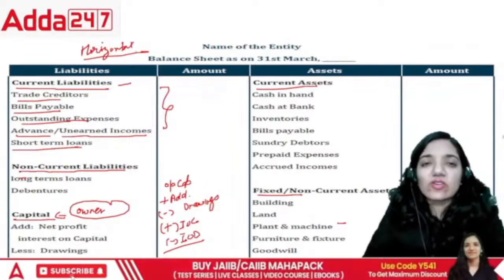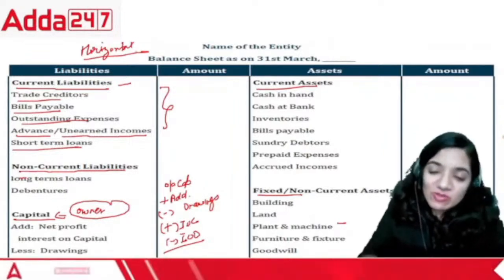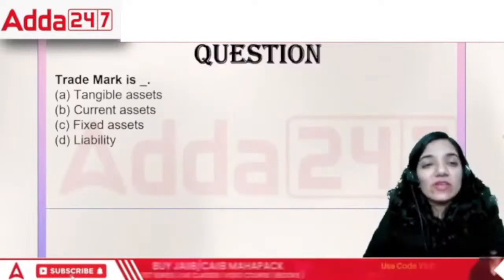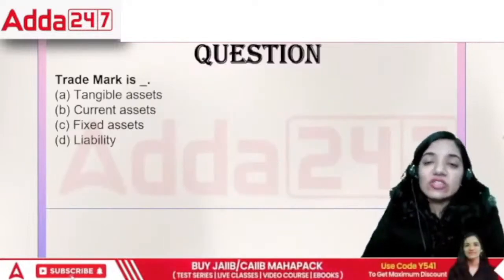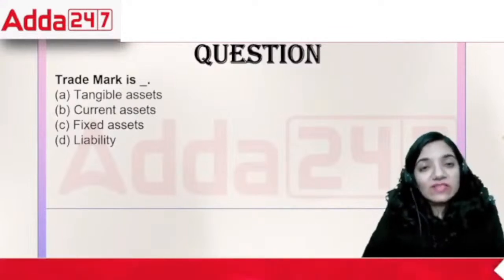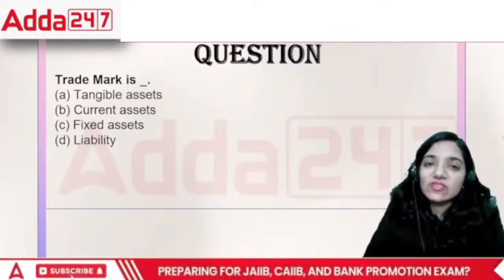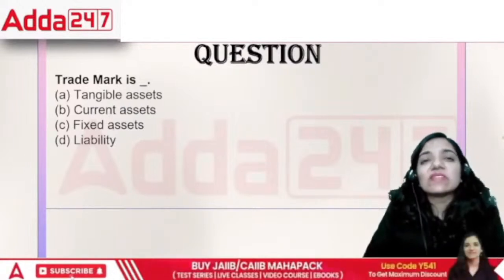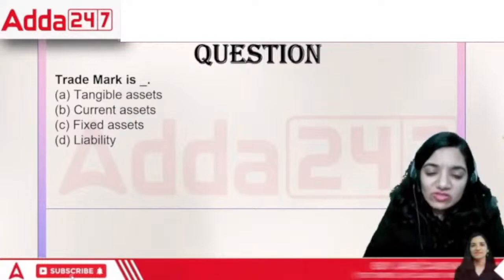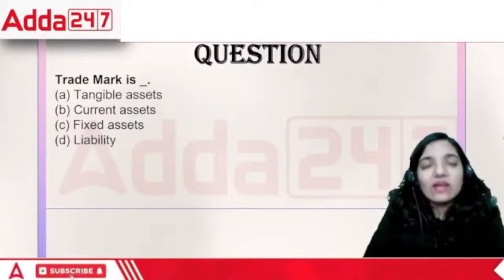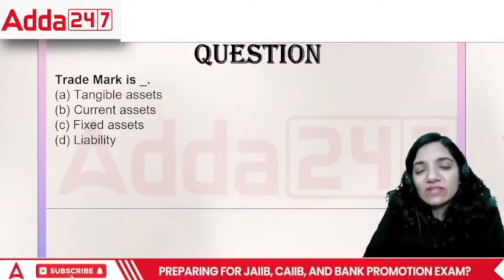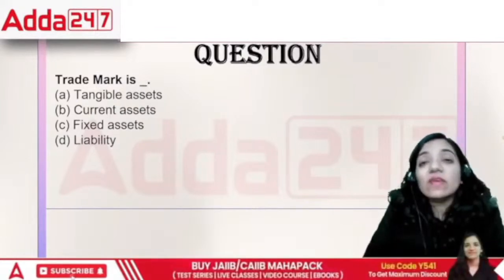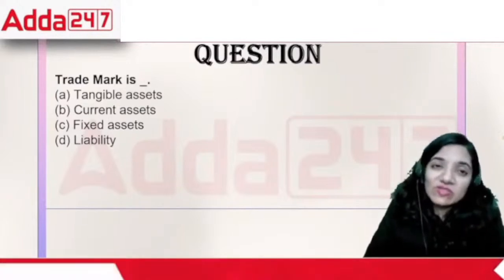So this is it. Let's talk about the MCQs of this particular concept. So let's understand this concept deeply. Here comes the first question. The first question says trademark is a tangible asset, a current asset, a fixed asset, or a liability. A trademark is registered, and if I get myself registered in terms of a trademark, then nobody can use the trademark other than me. It's my personal identity in terms of my trading.